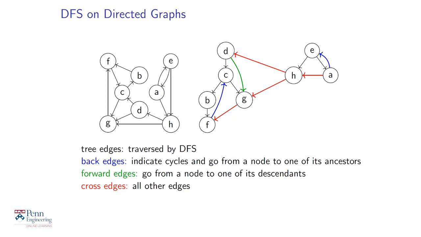So a DFS on a directed graph can produce four types of edges: tree edges that are shown in black here, back edges that are shown in blue here, forward edges that are green, and cross edges that are red.